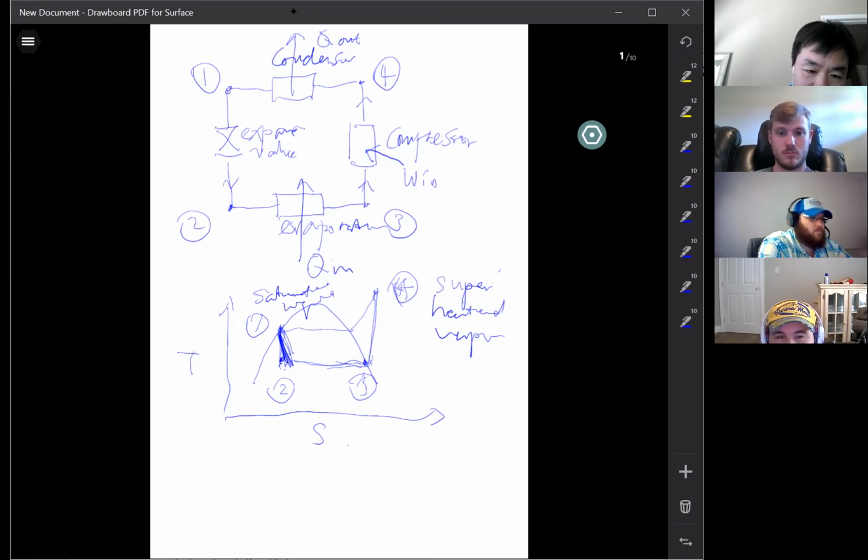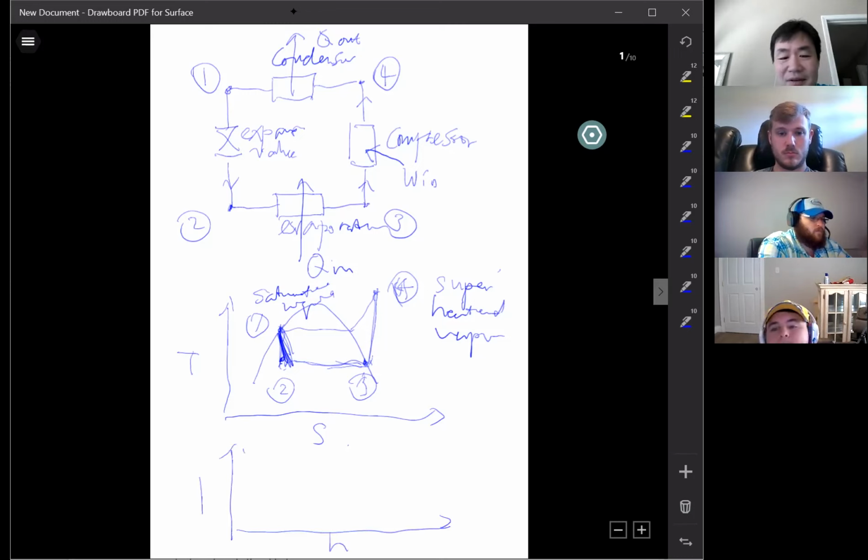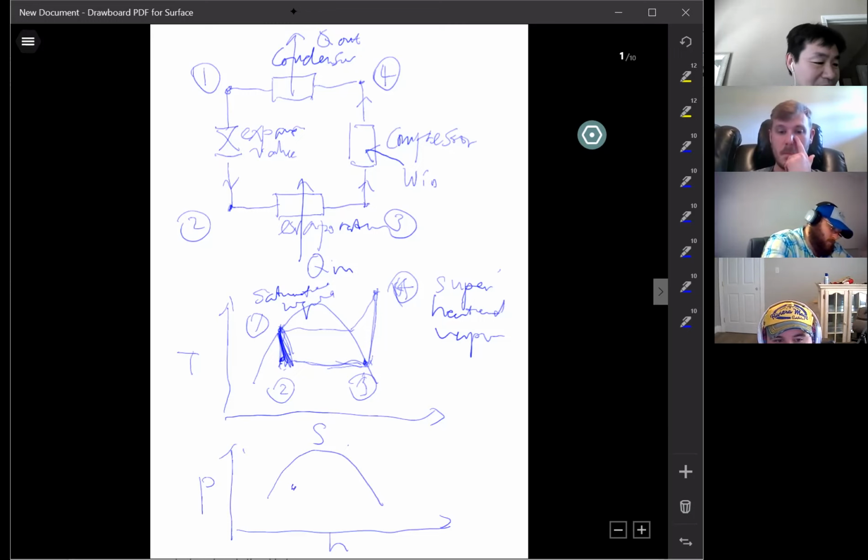So I want you to produce a pH diagram. Okay, pH diagram. Also the dome, right? So let me ask you this: entropy, pressure. How do the pressure and enthalpy change between 1, 2, 3, and 4? Okay, so between 2 and 3. Okay, 2 again is inside the dome, right? What happened to the pressure?